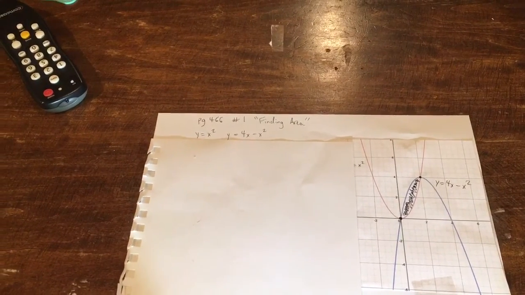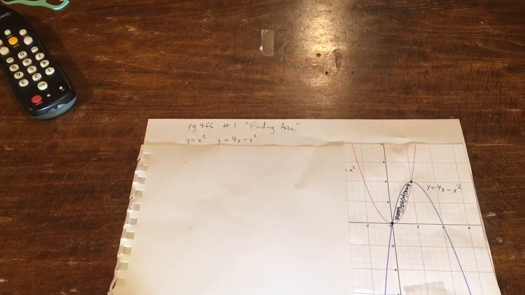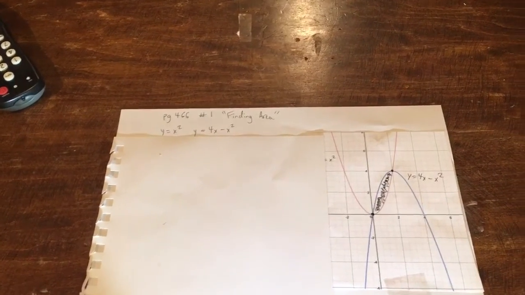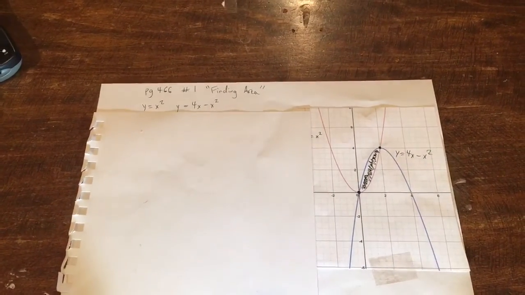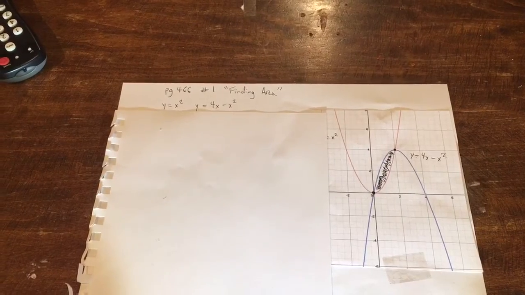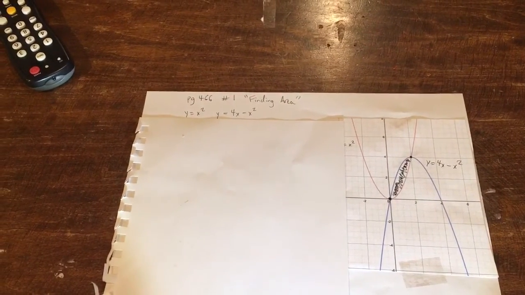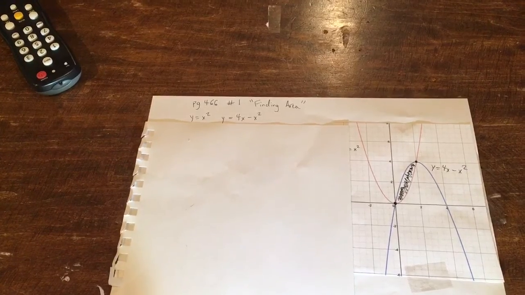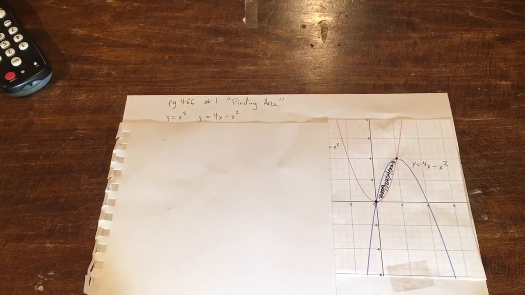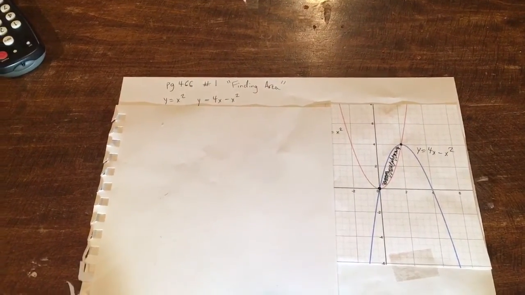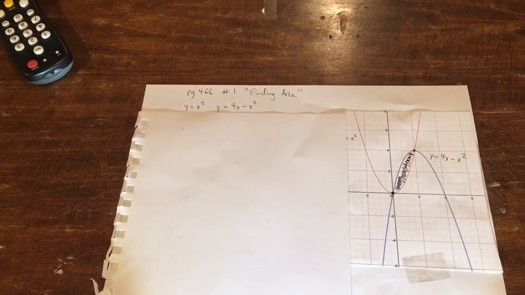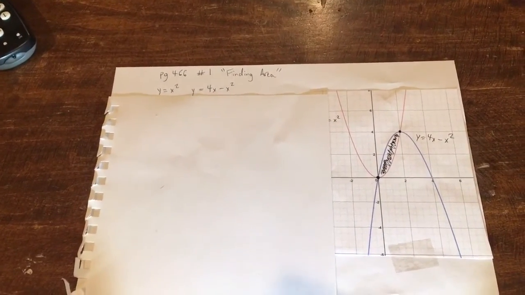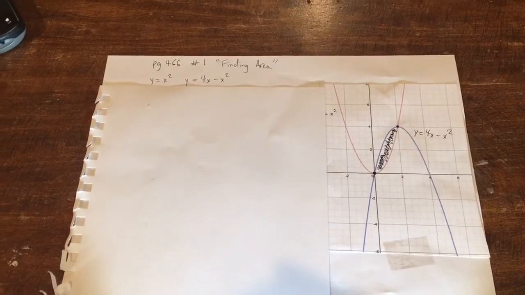So the first equation we have is x squared, which is shown by the red curve on the right. And the second line we have is 4x minus x squared, which is the blue line on the right. And you're trying to find the area between the two, so that's the black shaded in area.